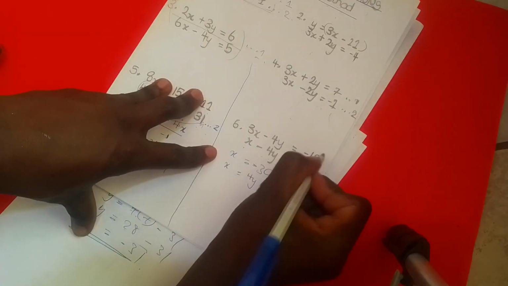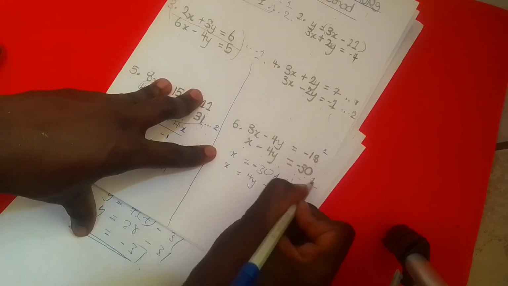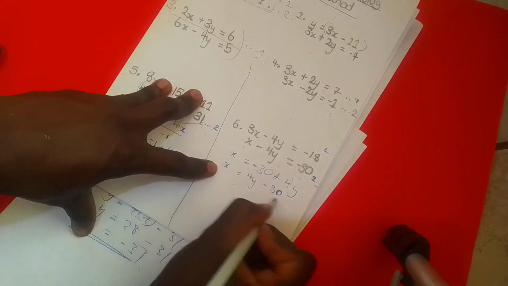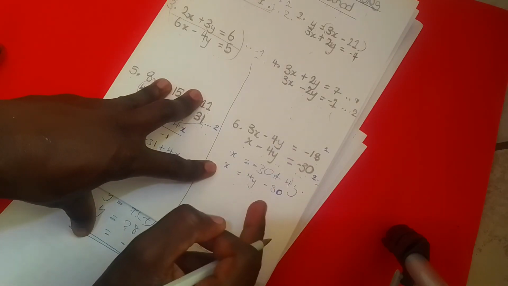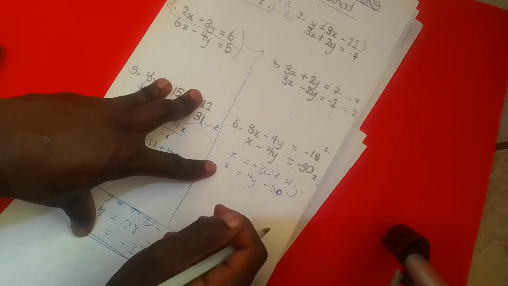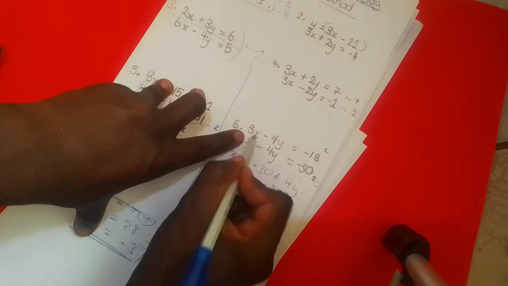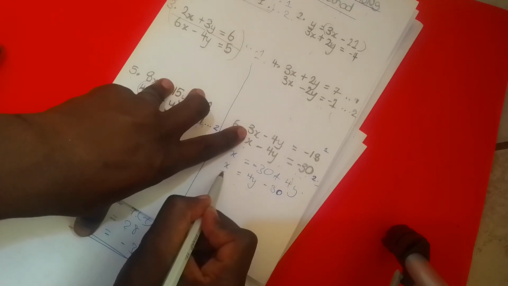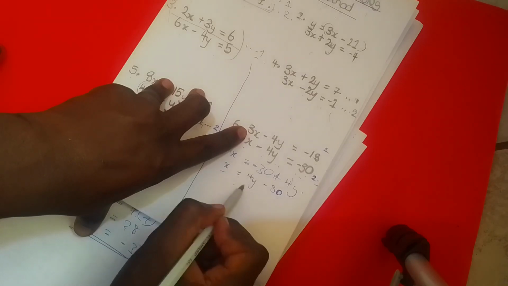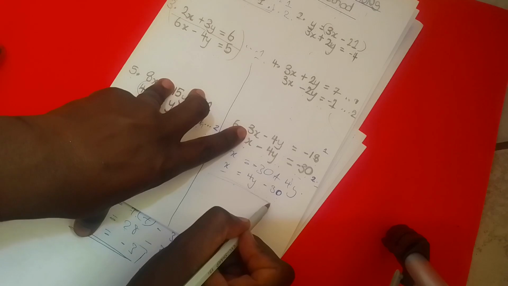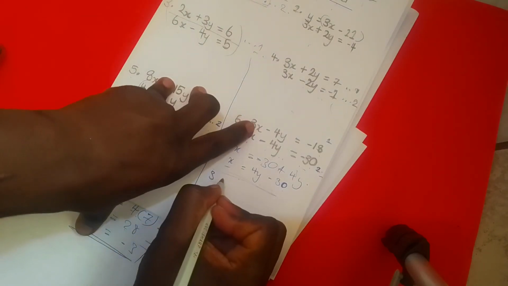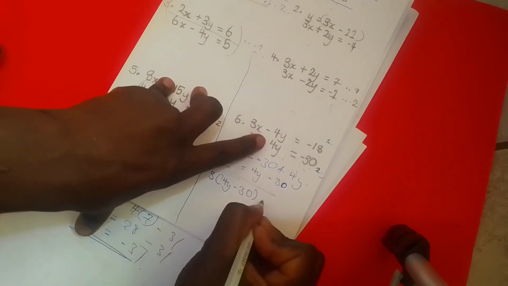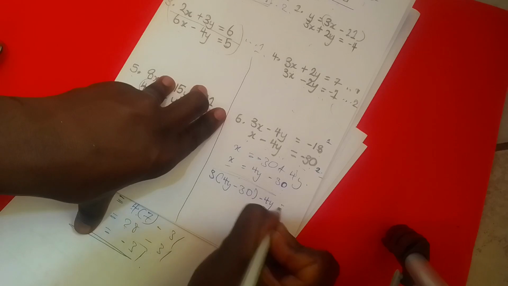This is equation 1, and this is equation 2. Since we've made x the subject of the formula in equation 1, and x is equal to 4y minus 30, wherever there is x in equation 2 we put 4y minus 30. Equation 2 has 3x, so 3 stays, and x is replaced with 4y minus 30, since this equation is telling us that x is equal to 4y minus 30. So 3 times the bracket 4y minus 30, minus 4y, equal to negative 18.